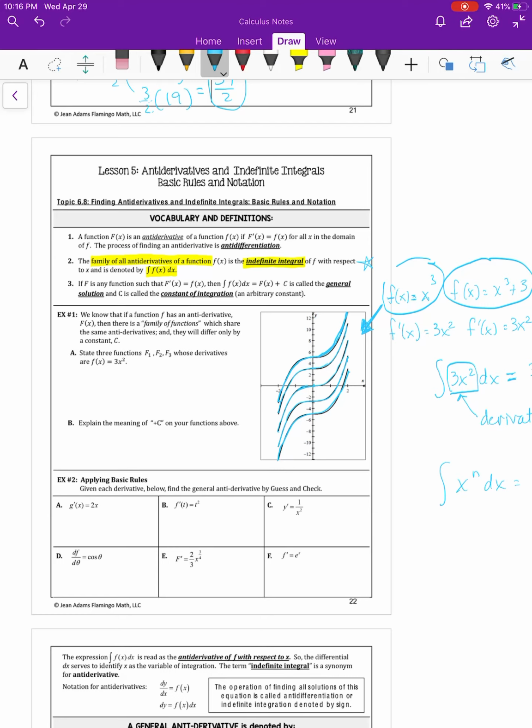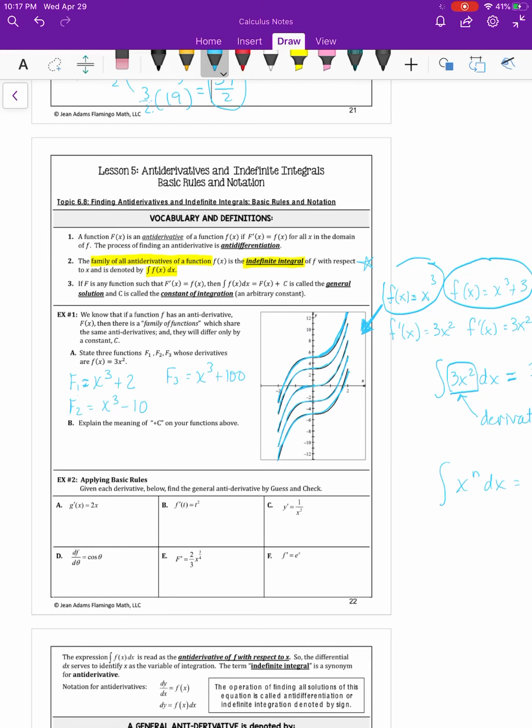Okay, now let's look at example number 1. We know that if a function f has an antiderivative, capital F of x, then there is a family of functions which share the same antiderivatives, and they will differ only by a constant c. State 3 functions, f1, f2, f3, whose derivatives are f of x equals 3x squared. So it could be anything. You could say, well, it has to be x cubed plus something. I could say f sub 1 equals x cubed plus 2. I could say f sub 2 equals x cubed minus 10. I could say f sub 3 equals x cubed plus 100.